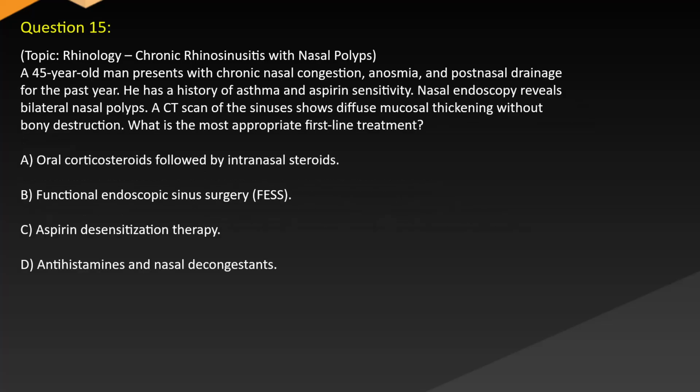Question 15. Topic: Rhinology. Chronic rhinosinusitis with nasal polyps. A 45-year-old man presents with chronic nasal congestion, anosmia, and postnasal drainage for the past year. He has a history of asthma and aspirin sensitivity. Nasal endoscopy reveals bilateral nasal polyps. CT scan of the sinuses shows diffuse mucosal thickening without bony destruction. What is the most appropriate first-line treatment?